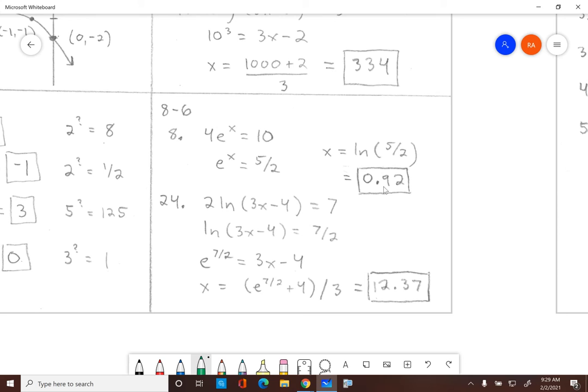That's 0.92. For 24, first thing I'm going to do is divide both sides by that 2, and I have this here. Now I have my variable trapped inside a log, so I'm going to rewrite this in exponential form. So e to the 7/2, base e, natural log is log base e, to the 7/2 equals 3x minus 4. Add 4, divide by 3. This is the exact answer here. And if you want to, you can finish it up on your calculator to get this here.